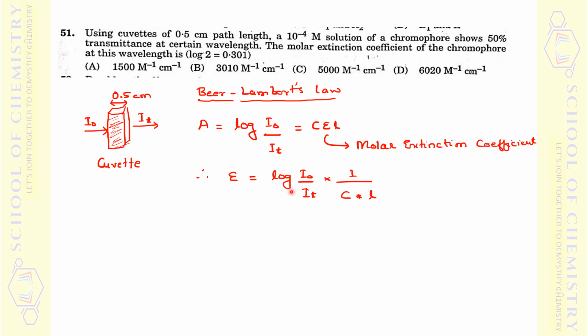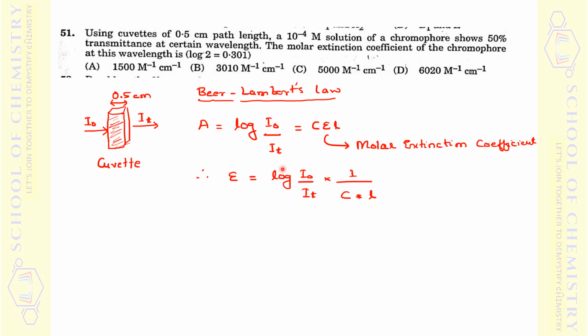So epsilon, now this I naught and IT units will mutually cancel out, and epsilon unit will be per concentration per length, so that will be per molar and per centimeter. So that is readily there. So no need to change the units of this path length as well as concentration. Now we just need to find out this value, log I naught upon IT. If we know this value, easily we can find out epsilon.